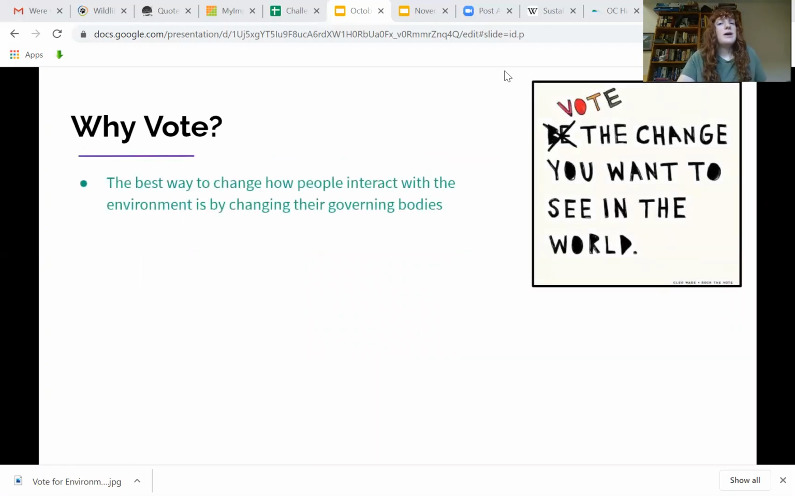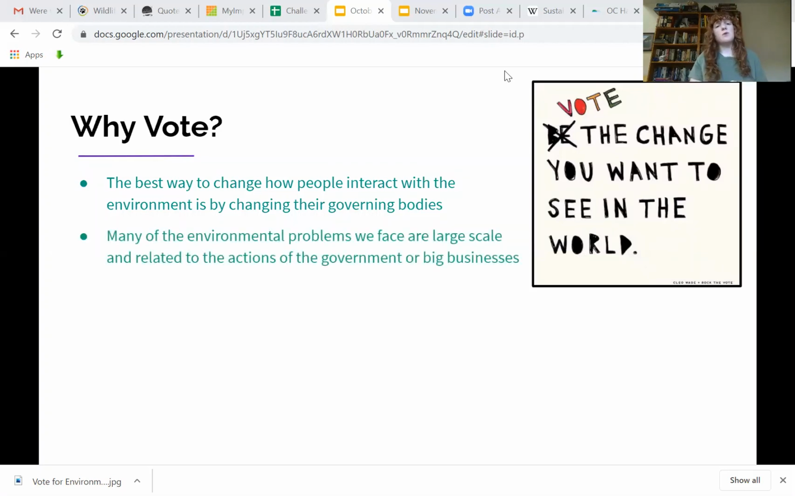So the best way to change how people interact with the environment is by changing their governing bodies. And if they are told by the government to obey certain laws that protect the environment, they're more likely to do so. Also, many of the environmental problems we face are very large scale, like climate change, and so they're related to the actions of government or big businesses. And the way to change those actions is through new laws and regulations.